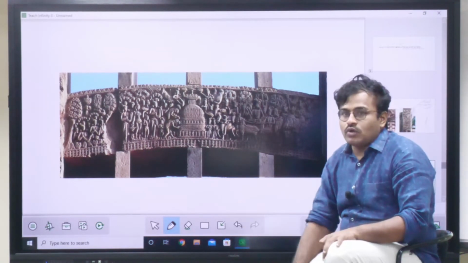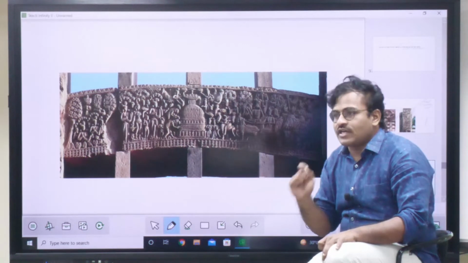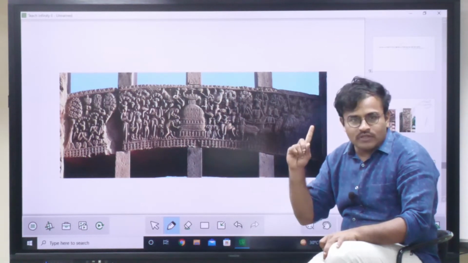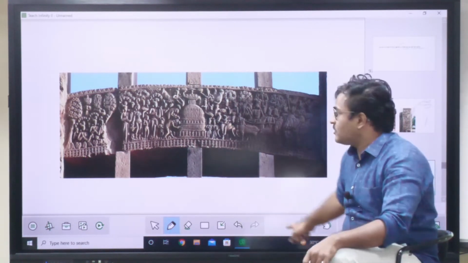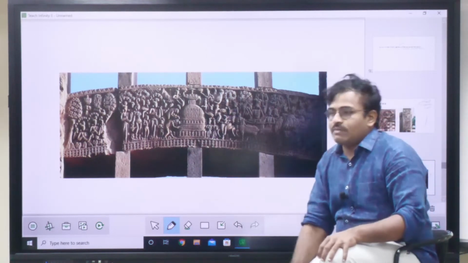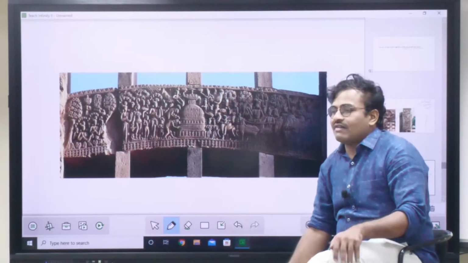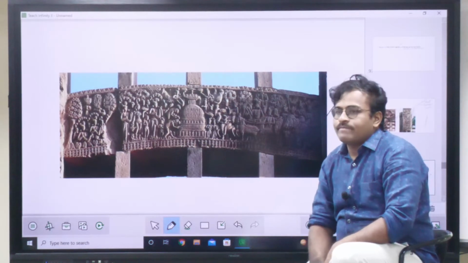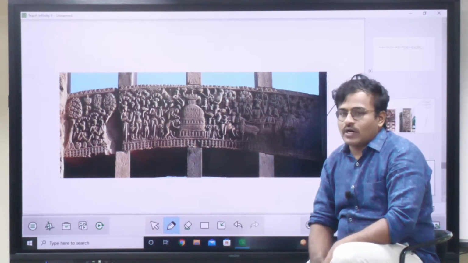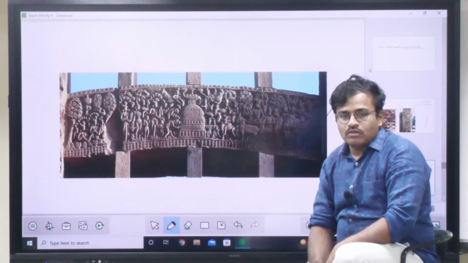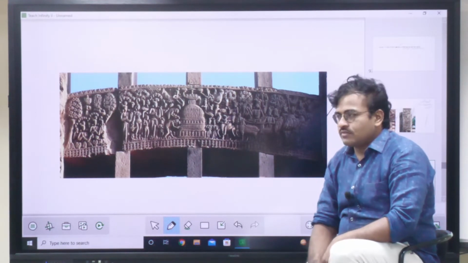They were actually donations of the ivory carvers of Vidisha region. Remember, I told you about this before. The ivory carvers of Vidisha region contributed to these sculptures. You write it down. The ivory carvers of Vidisha contributed to the establishment of Toranas.